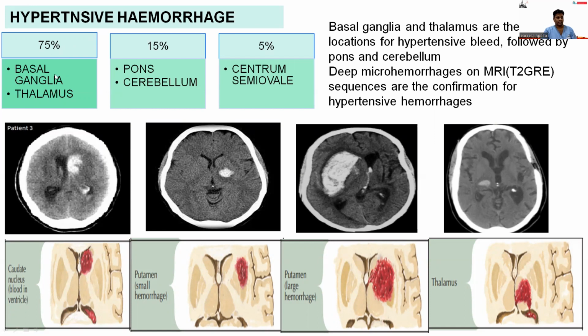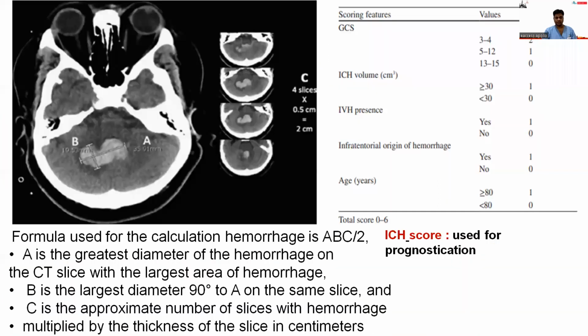75% of them are seen at the basal ganglia and thalamus, 15% of them are seen in the pons and cerebellum, 5% are seen in the centrum ovale, and here you can see all the hemorrhages which are present in the deep brain tissues. And hemorrhages can also be calculated with a formula of ABC/2.